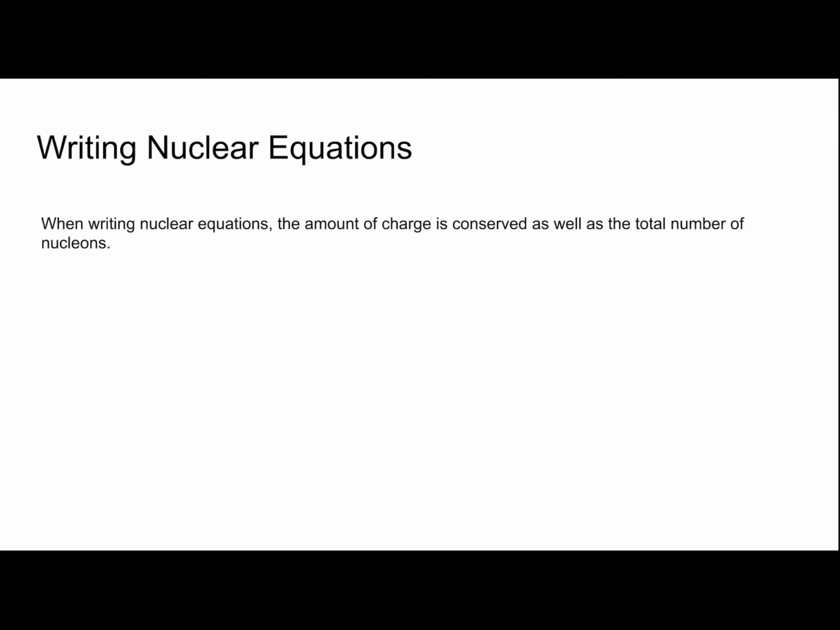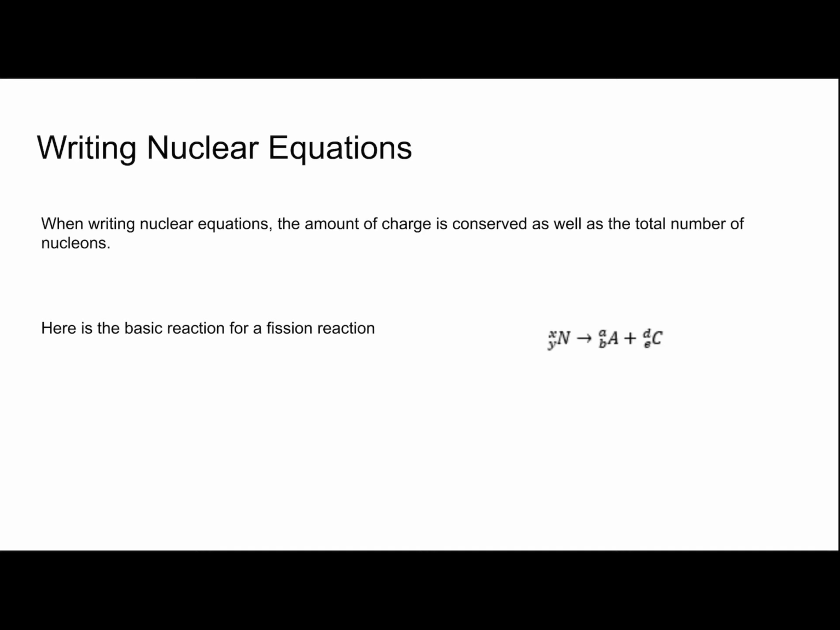Alright, so writing nuclear equations. When writing nuclear equations, the amount of charge is conserved as well as the total number of nucleons. So here's the basic reaction for a fission reaction. We have our N, which could be represented as a bigger nucleus that has a certain number of nucleons, X, and a certain number of protons, Y. That's going to decay and become nucleus A plus nucleus C. Each of these has its mass number, which is the total number of nucleons, and its total number of protons. Element C will also have its total number of nucleons and total number of protons.